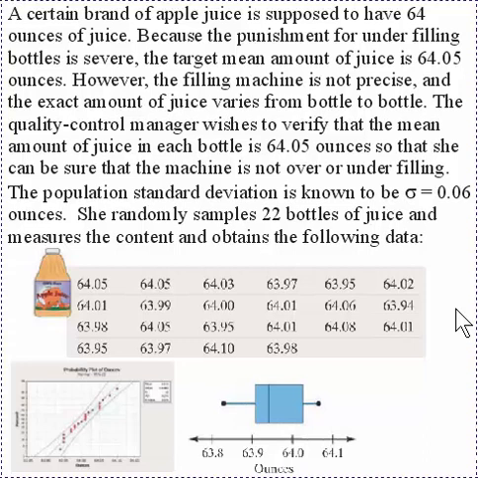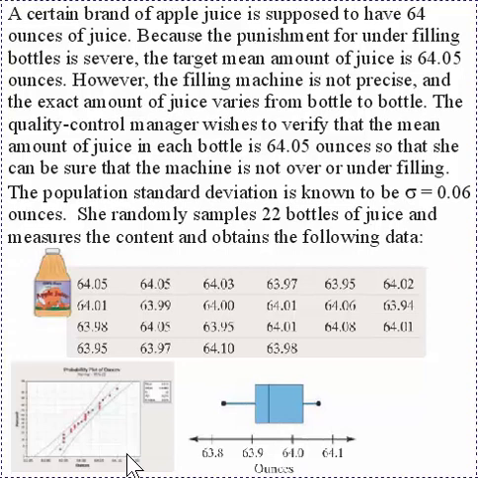We are aiming for 64.05 ounces. We need to make a decision with quantitative data. If the conditions are met, we can do a hypothesis test for the population mean. Do we have a random sample? Yes. Is either the population normal or we have a large sample size of at least 30?